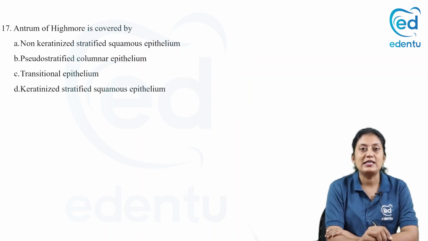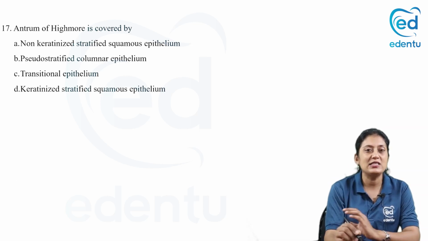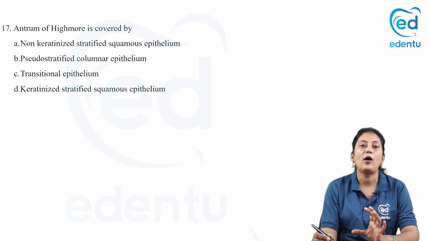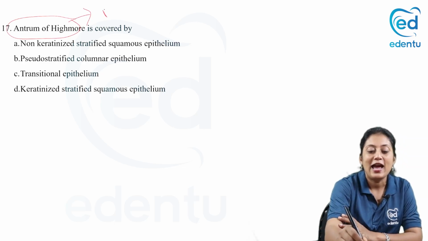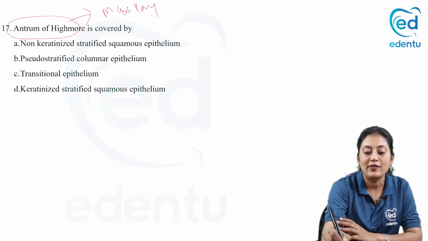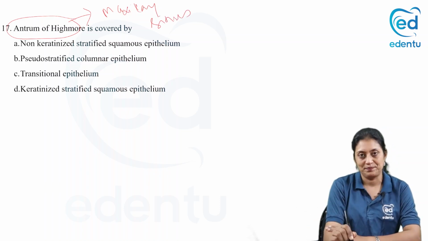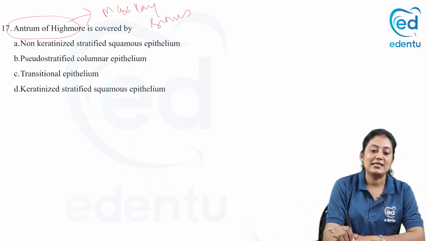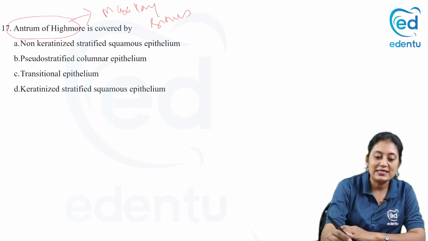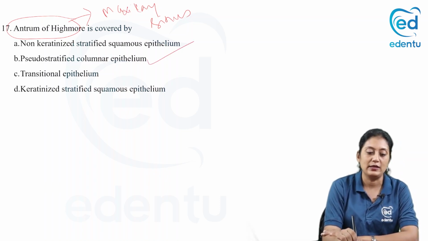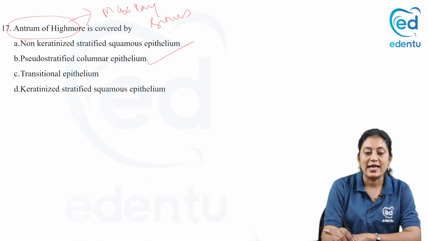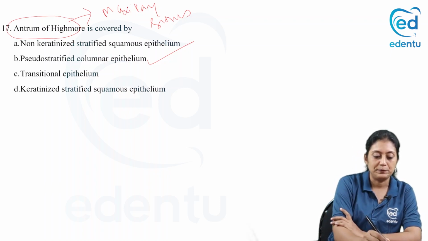Antrum of Highmore is covered by what type of epithelium? Now, this is a straightforward question, but the only problem is you have to know the other name for antrum of Highmore. Antrum of Highmore is nothing but the other name for maxillary sinus. So, the other name for maxillary sinus is antrum of Highmore, and that is lined by, now you know the answer, pseudostratified ciliated columnar epithelium. Oral cavity and skin are lined by stratified squamous epithelium.